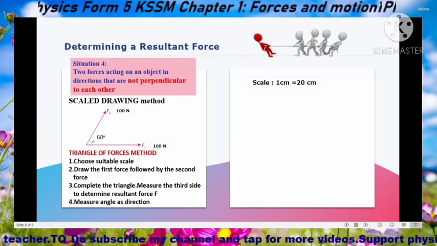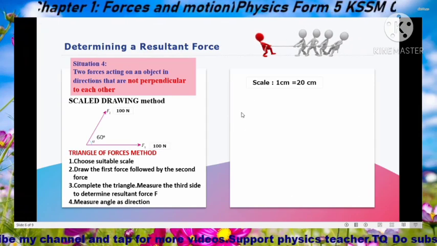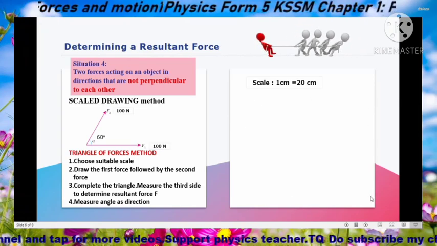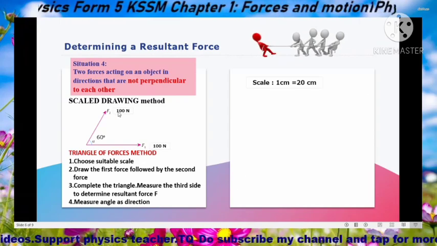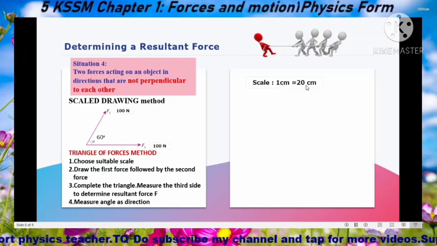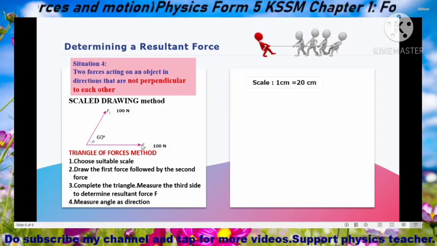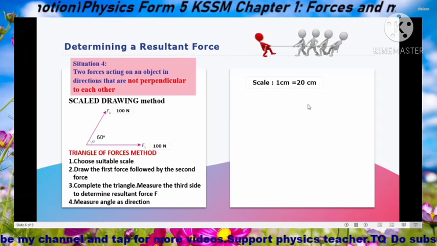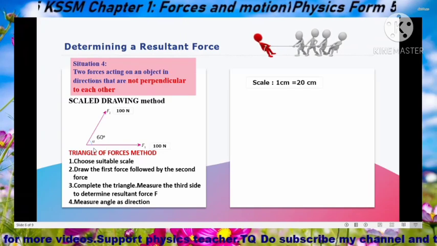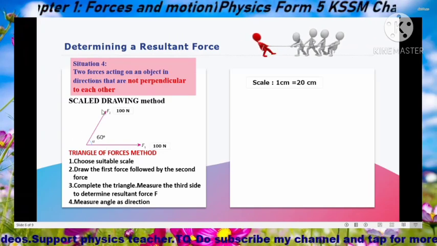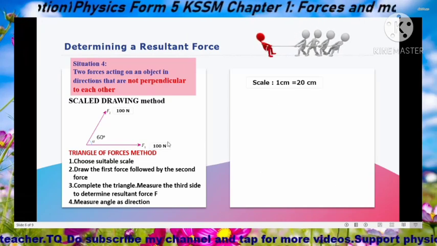Okay, and you must check the space given in the question paper, whether it is enough space or not, if you draw the triangle. For this 100 Newton, I choose 1 cm to 20 N. So that the force, when I draw, becomes 100 divided by 20, 5 cm. So meaning F1 is 5 cm, F2 is 5 cm. So there's enough space given to draw.